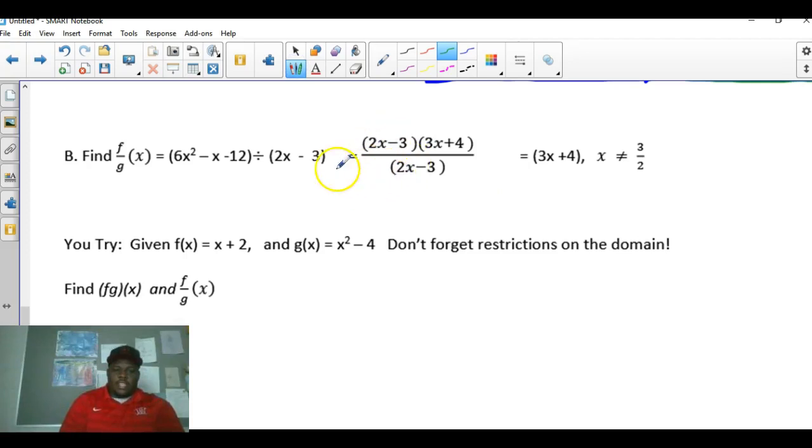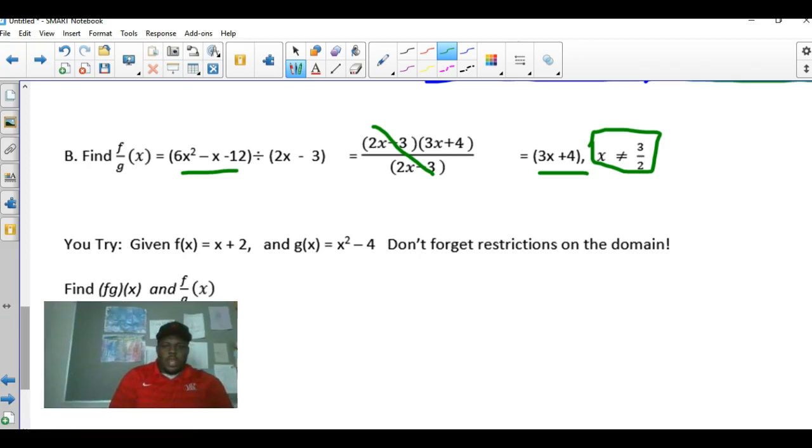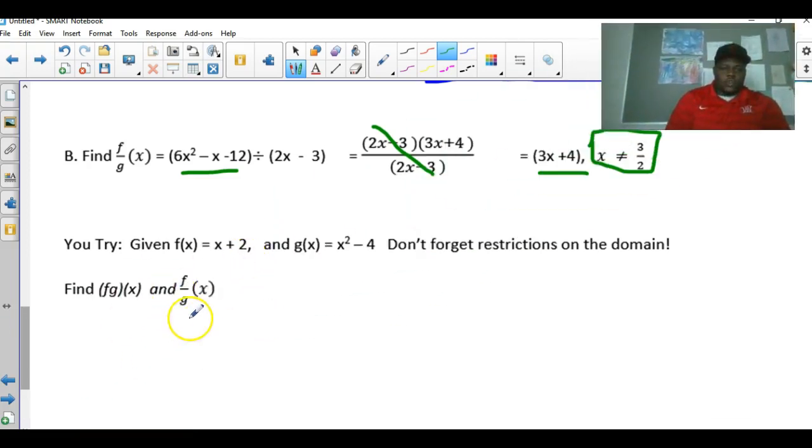Now, anyway, back to this. After you factor the numerator, you cancel, and what's left? Just 3x plus 4. But you still have this restriction right here. For this function to work, any number will work but that number right there. So now let's look at this you try.